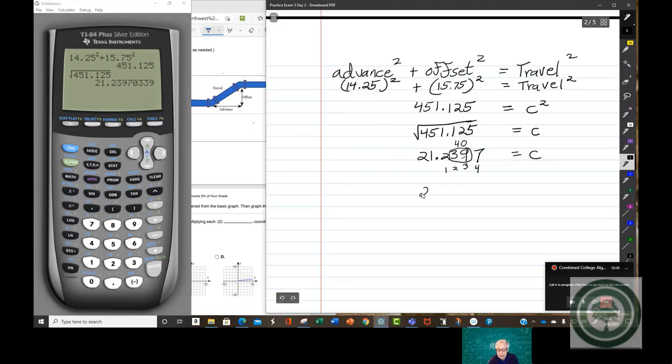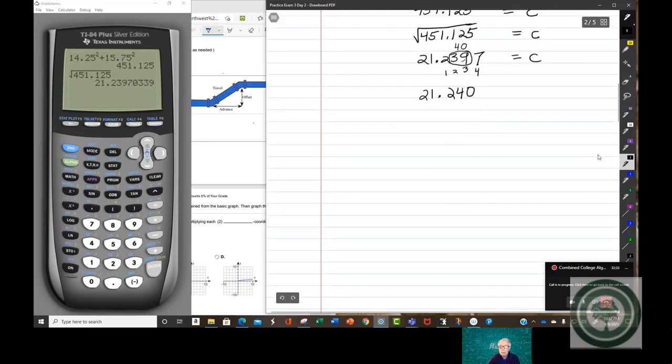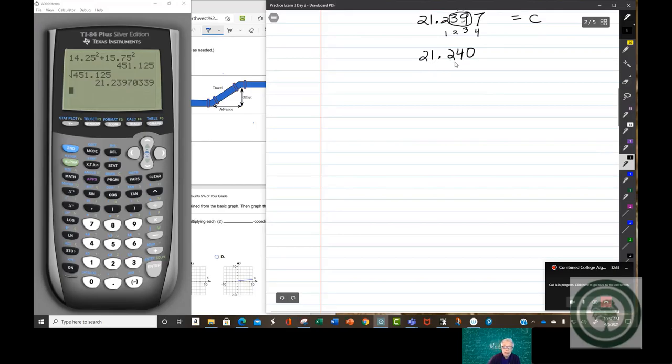And since 7 is a number bigger than 5, or 5 or bigger, it is going to cause 39 to move up to 40. So our answer is going to be 21.240.